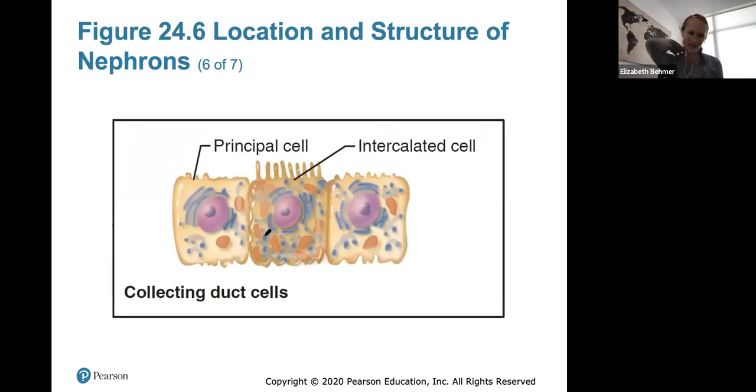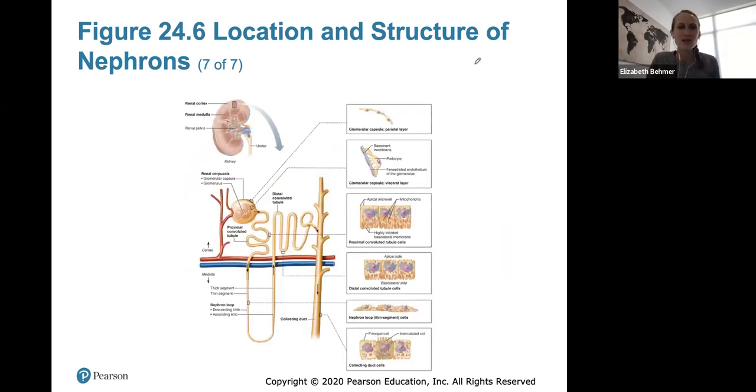So here are the collecting ducts, which are made of principal cells and then intercalated cells. So if you're looking at a picture of a collecting duct, you'll see two types of cells next to each other. So here's a look at the location and structure of the nephrons. And again, you have a picture on your lecture exam.